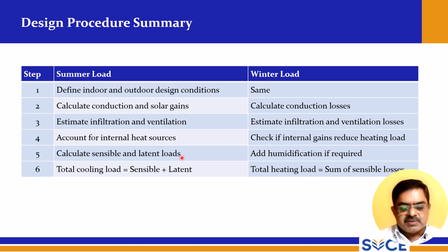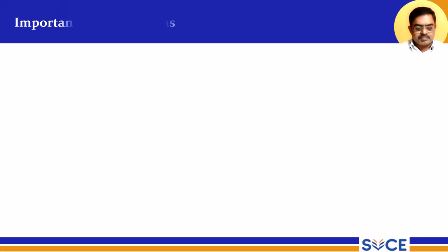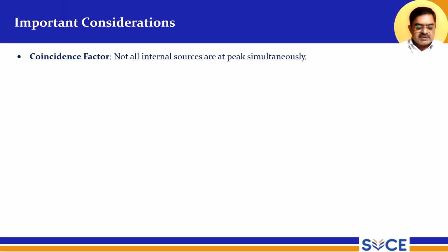So calculate sensible and latent loads. Here add humidification if required. Total cooling load equal to sensible plus latent. Total heating load equal to sum of sensible losses. So these are the design procedure and summary. Now, important considerations here.